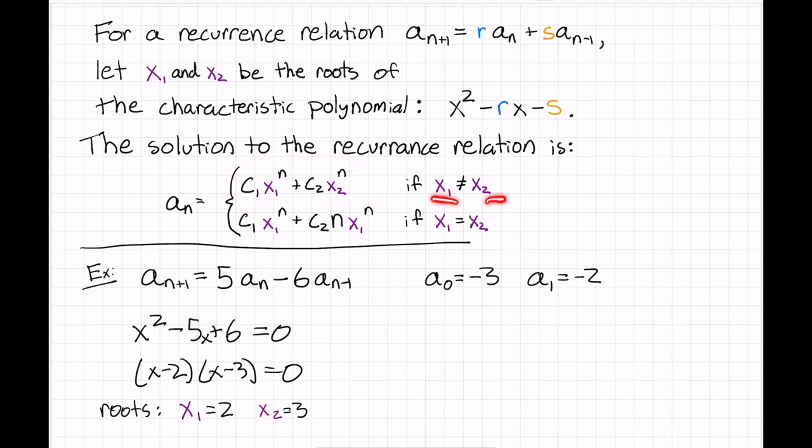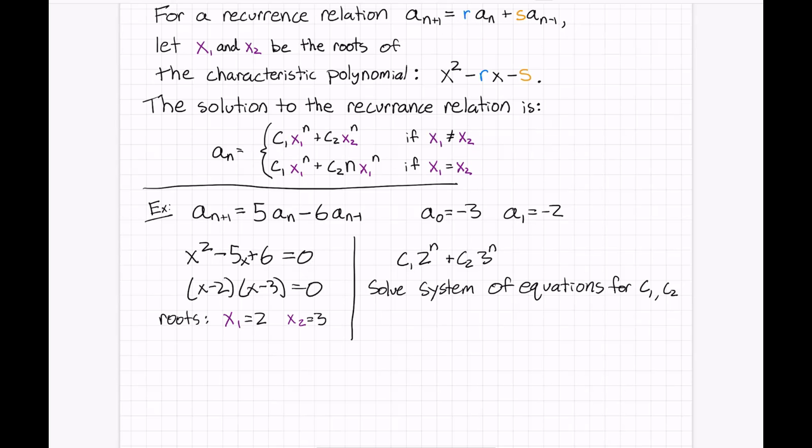Well, because 2 and 3 are different. So in other words, we're looking for something that looks like a constant times 2 to the n plus some other constant times 3 to the n. In other words, the recurrence part is going to come from some combination of these exponentials. I said before, this is a generalization of a geometric sequence. Geometric sequences are the ones that look like this.